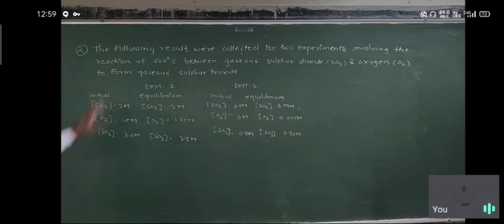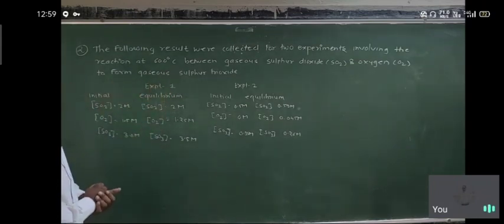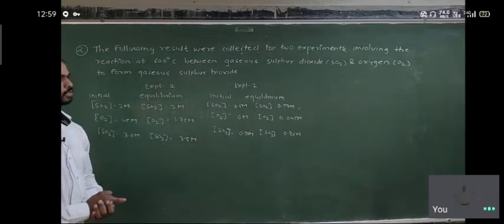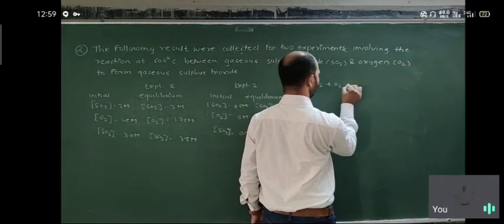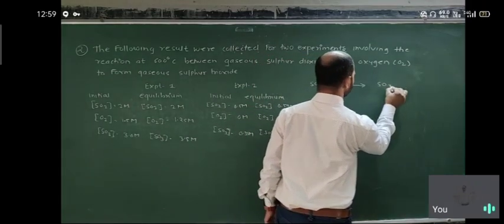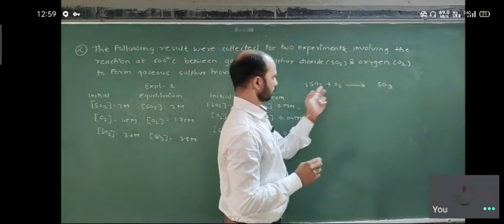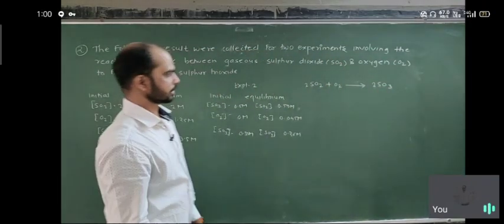Okay, so this is problem number 2. The following results were collected for two experiments involving the reaction at 600 degrees Celsius between gaseous sulfur dioxide and oxygen to form gaseous sulfur trioxide. So a simple reaction is given, SO2 plus O2 gives SO3. To balance this reaction we need twice SO2, O2 plus gives twice SO3. Okay, this is the balanced reaction.